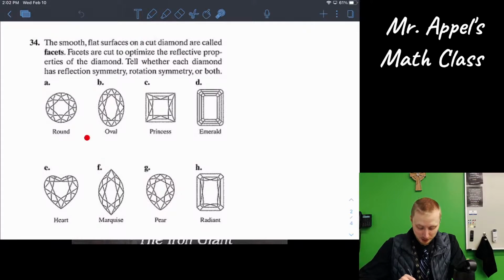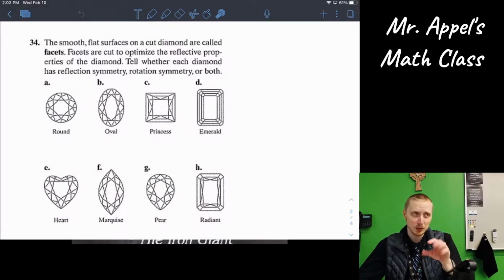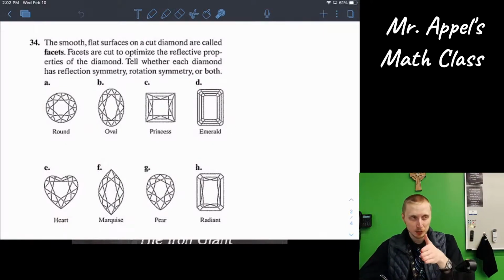And notice you might be thrown off here, like, why would they call this the princess? I don't know. They come up with these names. This one's called emerald. So emerald is both the type of stone, which is usually green, as well as a cut of stone. So you can have an emerald.